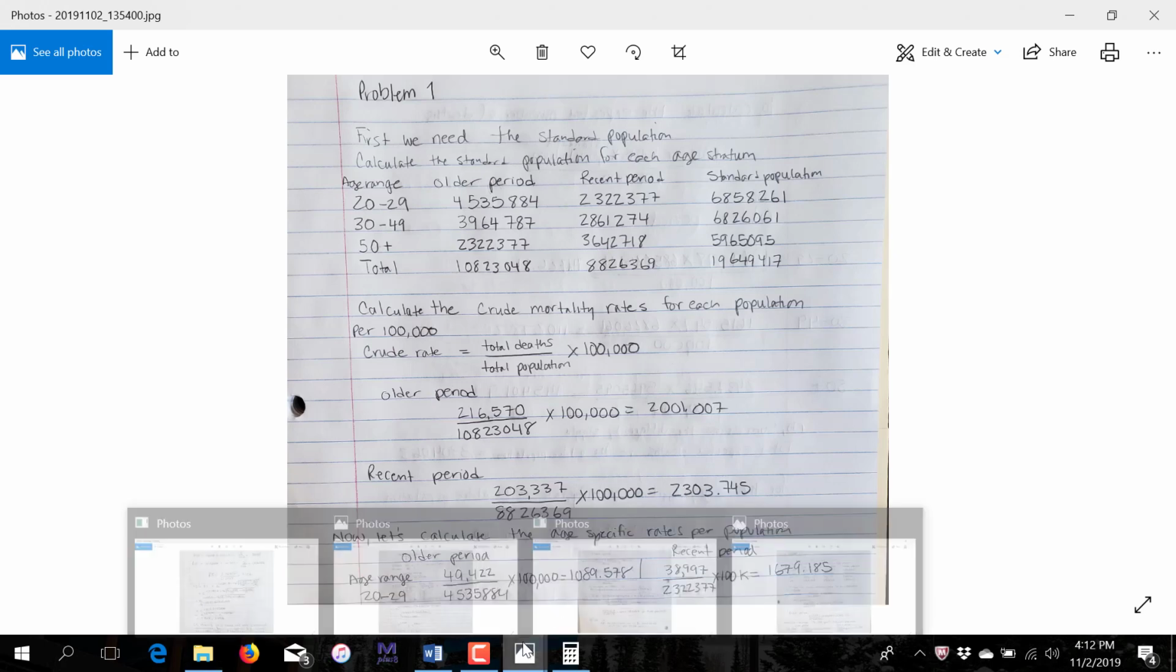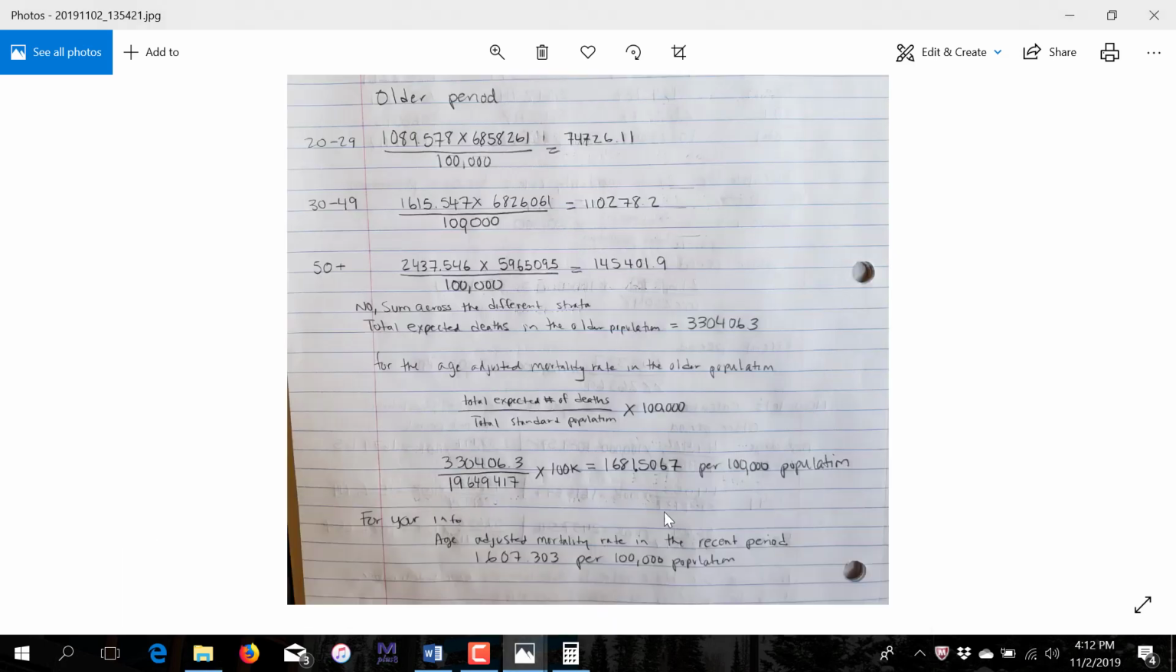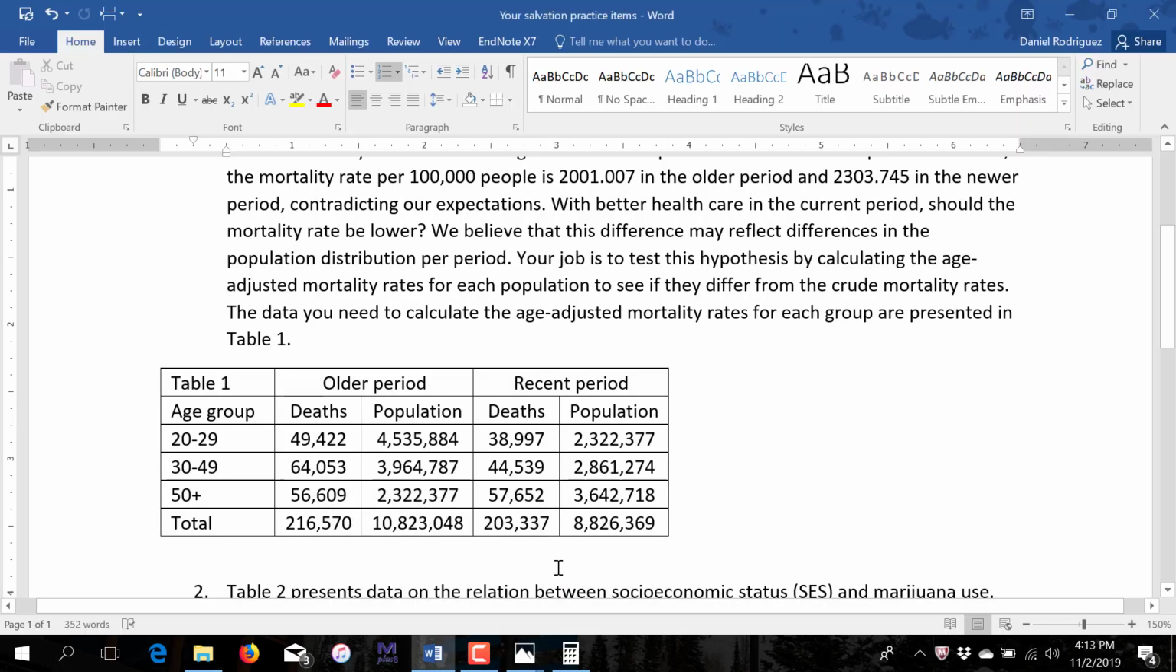Once we did the age adjustment, once we corrected for age, we see that we had a reversal of those values. This may be because there are more older people in the more recent population than there were in the older population. With more older people, you're going to have more deaths. So we see the population distribution has changed. There are more people aged 50 and above in the more recent period than in the older period. Okay, that's it for this video.